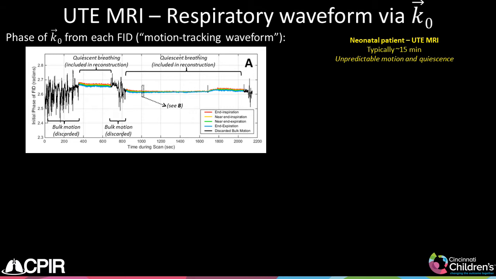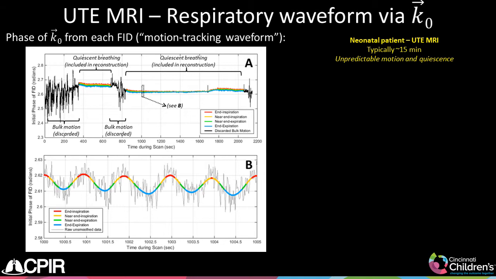Here we show the k0 time course, or what we will call the motion tracking waveform, over an entire neonatal UTE MRI scan. This plot shows the phase waveform, which looks similar to the magnitude waveform. We see clear evidence of quiescent breathing periods, along with periods of bulk motion events. If we zoom in on an interval of quiescent breathing over 5 seconds, we see a clear modulation that matches the respiratory rate of a neonate, which is about 1 Hz. The gray data here represent the raw, unsmoothed k0 phase data.